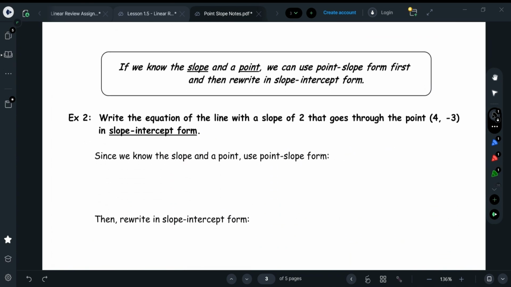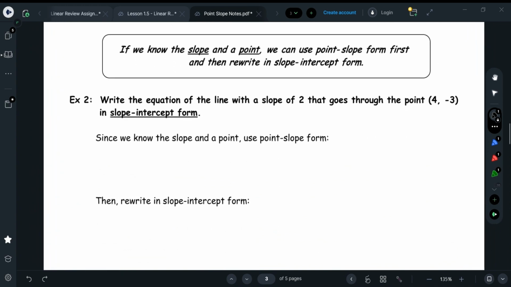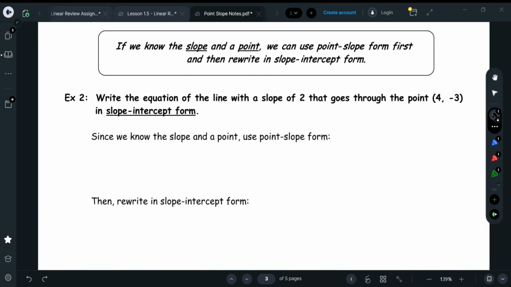What we're going to be doing here is starting with point slope form. We're going to change the form to slope intercept. A lot of times we're going to want to do this, change from one form of an equation to another. So let's go ahead and do this example here.